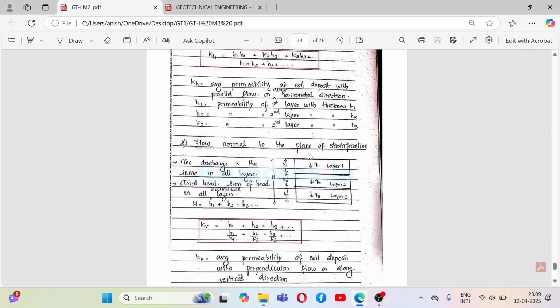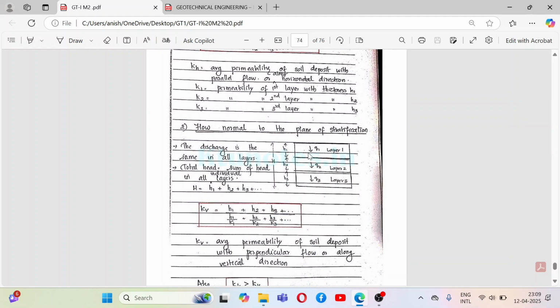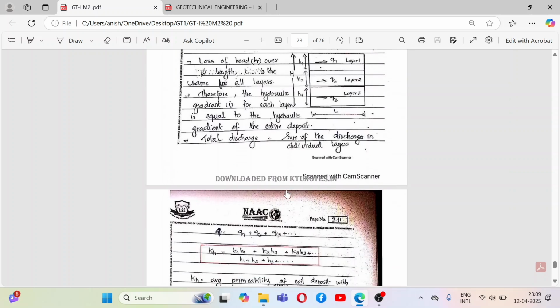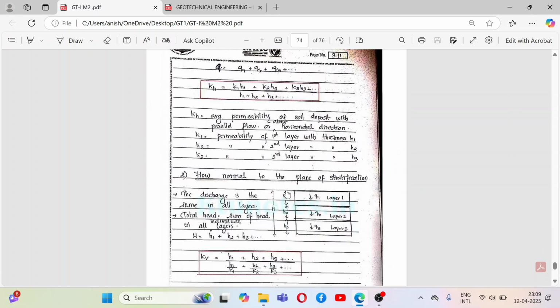Next comes flow normal to the plane of stratification. The discharge is the same in all layers. The total head is equal to the sum of the heads in all individual layers. So H is equal to H1 plus H2 plus H3, whereas in parallel flow, Q is equal to Q1 plus Q2 plus Q3.